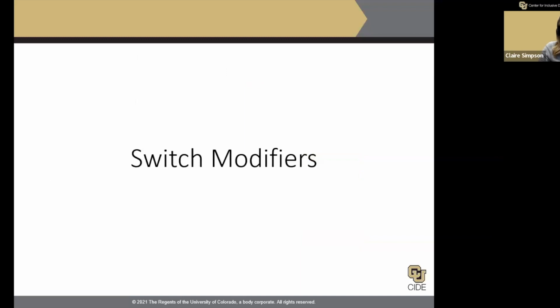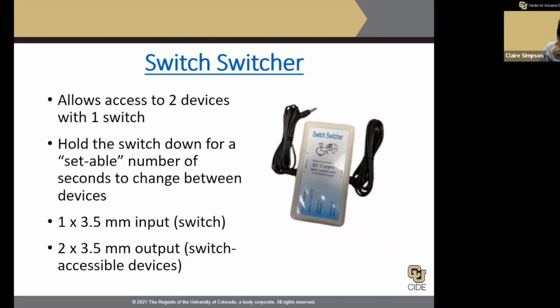Here are a few switch modifiers. The switch switcher allows you to access 2 devices with a single switch. To switch between which of the 2 connected devices you are controlling, you hold the switch down for a specific number of seconds, and you can customize how long that is in the programming. You hold it down for the specified number of seconds and control will switch between the 2 devices. And then if you want to go back, hold the switch down again and it'll switch back.